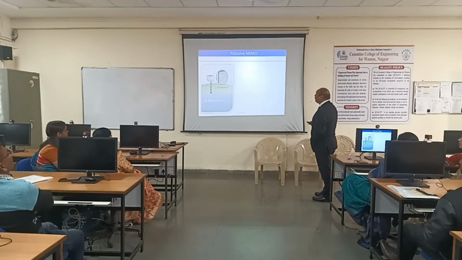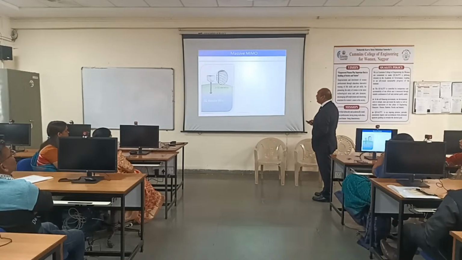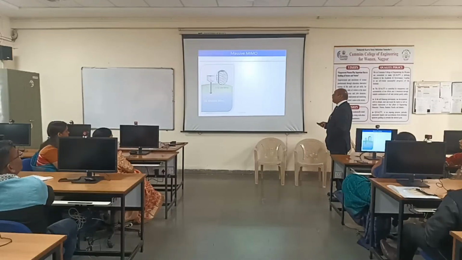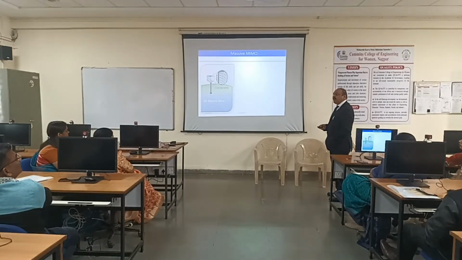If you see this, these are the individual antennas. 1, 2, 3, 4, 5, 6. These are the antennas. Individual antennas are there. They are placed in matrix form, and we can train an individual antenna as well as a group of antennas. And accordingly, we can focus the beam in any desired direction.